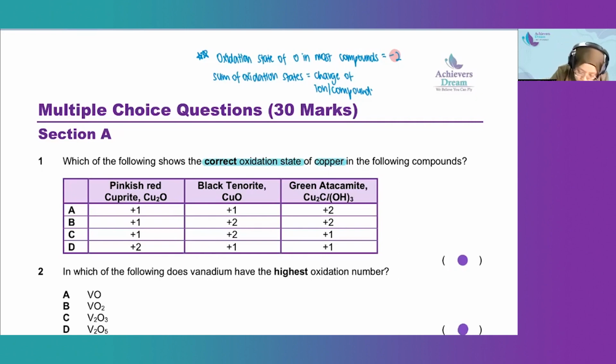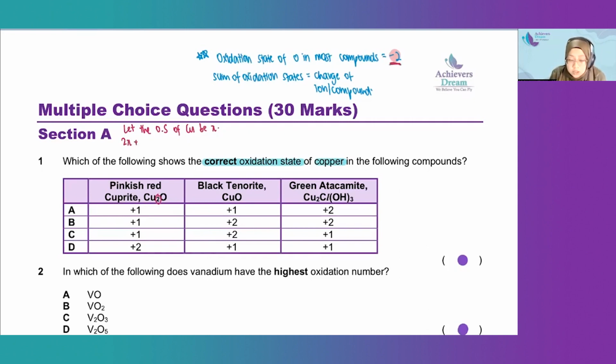state of copper. So for the first compound, cuprite, with the formula of Cu2O, first of all, you let the oxidation state of copper, I will just abbreviate oxidation state as OS, be x. Okay, so we are going to use algebra to help us solve the oxidation state of copper. So since the formula is Cu2O, there are 2 copper ions, right? So 2x plus the oxidation state of oxygen.